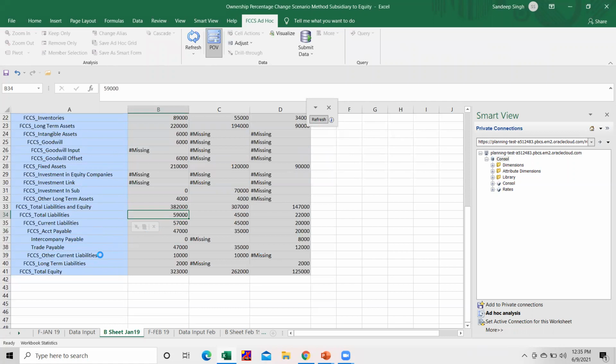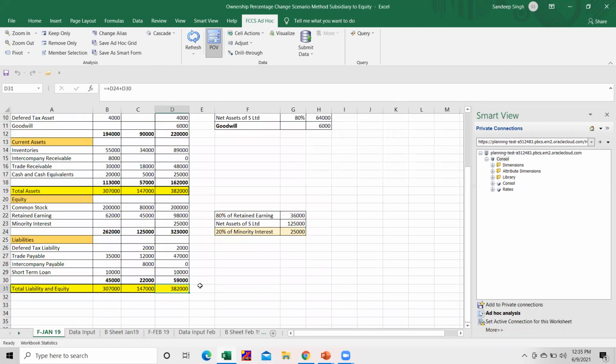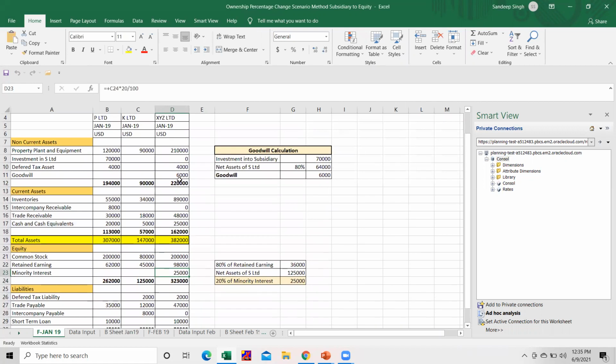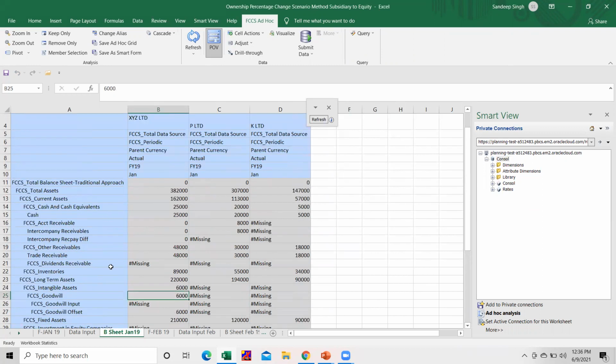Let's check the minority number. Minority falls within the total equity. Within the total equity, you see that the minority number is 25,000, which is what we have calculated. Similarly, let's check the number for the goodwill. You can see that the goodwill number is 6,000. So this is the scenario for the month of January.